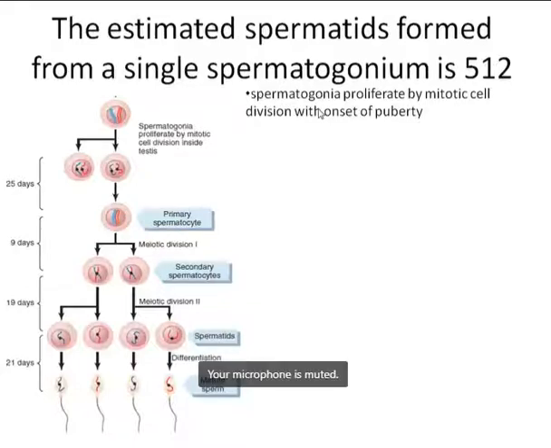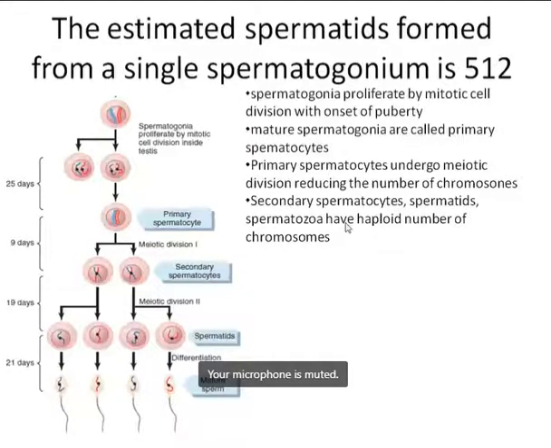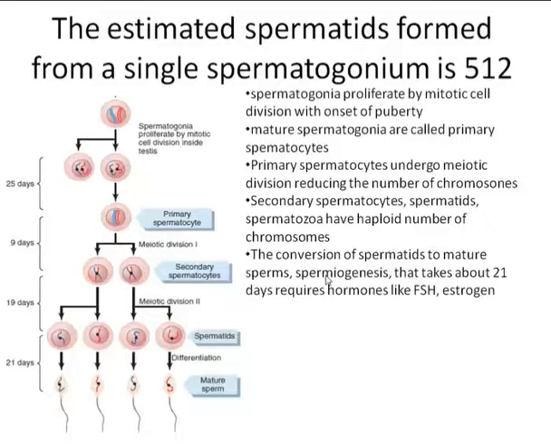Now, mature spermatogonia are called primary spermatocytes. Primary spermatocytes undergo meiotic division, reducing the number of chromosomes, and the secondary spermatocytes, spermatids and spermatozoa have the haploid number of chromosomes. This is important, so I have highlighted it. From primary to secondary, the chromosome number gets reduced. Now the conversion of spermatids into mature sperm is known as spermiogenesis.